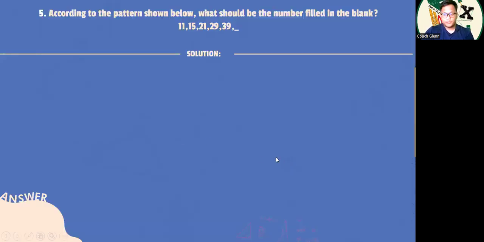Number 5. According to the pattern shown below, what should be the number filled in the box? Can I answer? Teacher, I know the answer. Okay, you can try that. Teacher, my answer is 51.